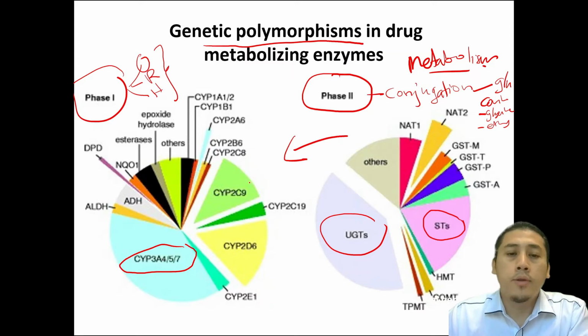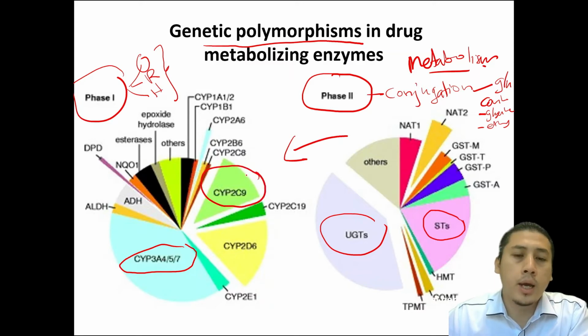Okay, so if there is a variation in this enzyme, for example here CYP2C9, so this enzyme is known to metabolize warfarin. Warfarin is a drug to thin the blood, to make it less viscous. So if there is variation in this enzyme, it either can reduce or increase the activity of CYP2C9.